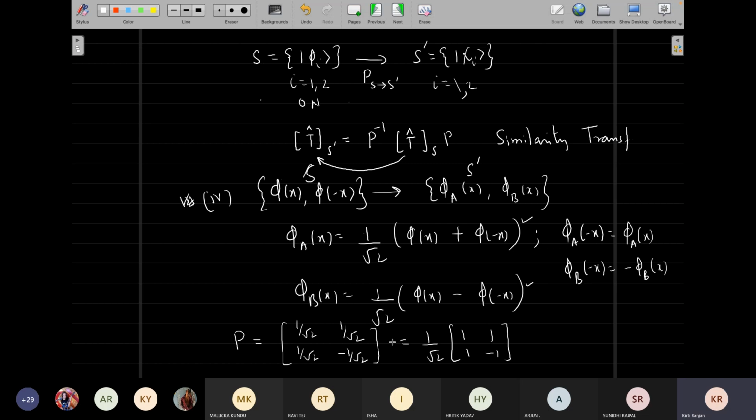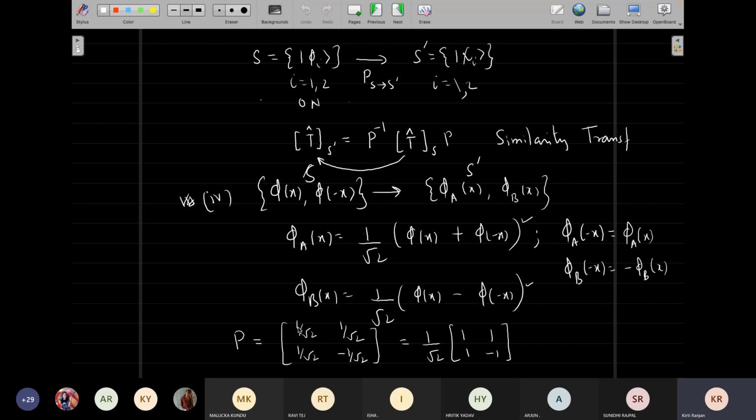So now that you have found P, please find P inverse. There is a small problem there, although. So 1 over determinant, right? You have 1 over root 2, minus 1 over root 2 and 1 over root 2, 1 over root 2. What is the determinant of this? Minus 1.